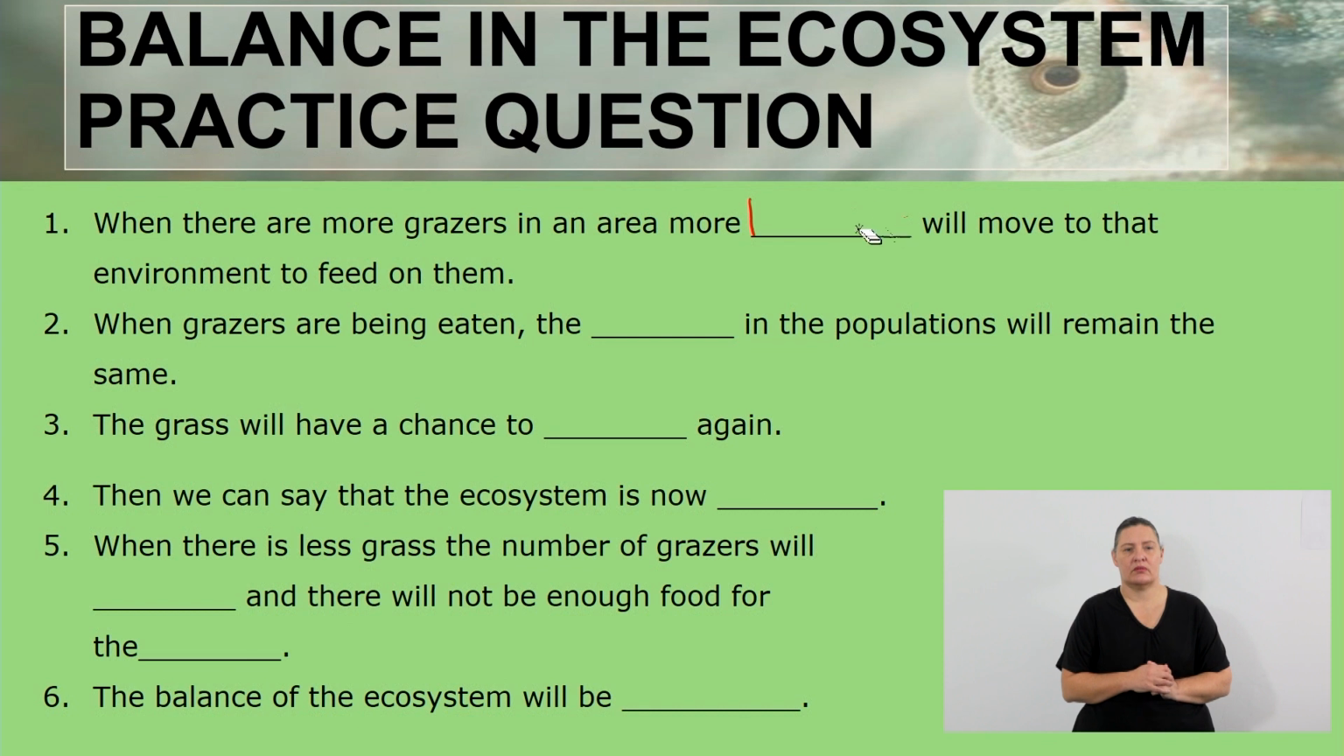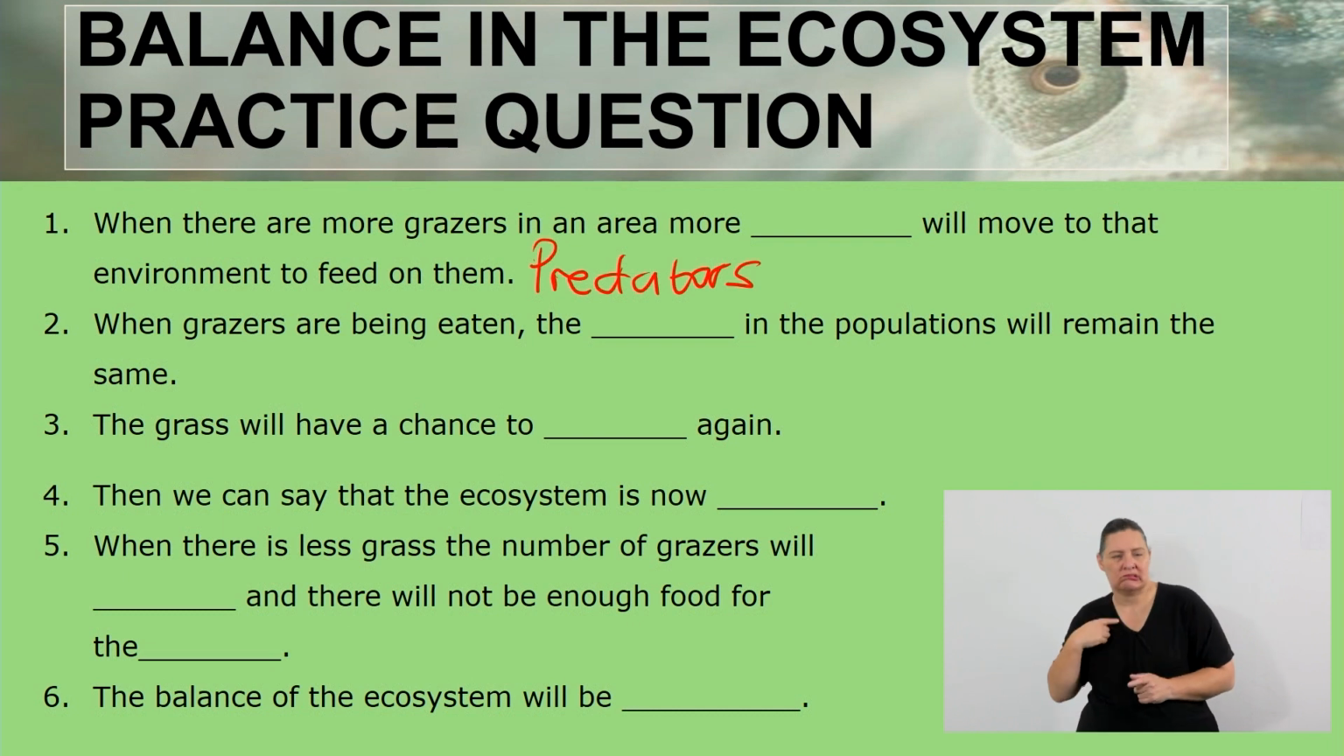I think it's not clear. Let's write it again here. Predators. So these are the organisms that normally feed on them, the lions, the cheetahs, and the eagles.